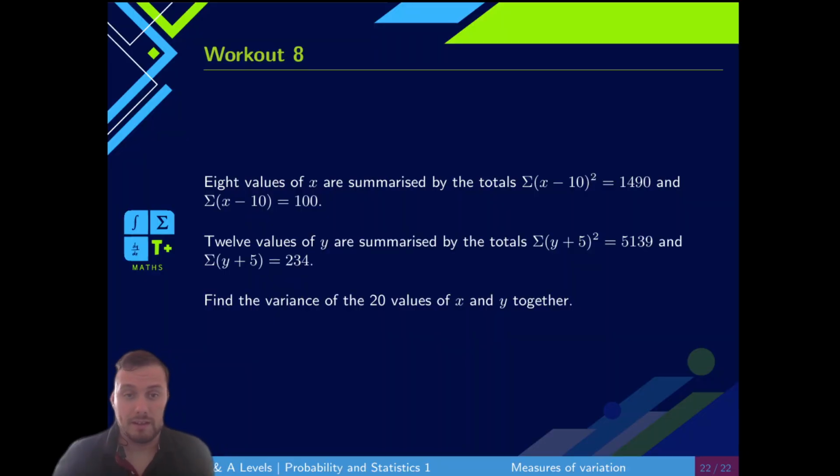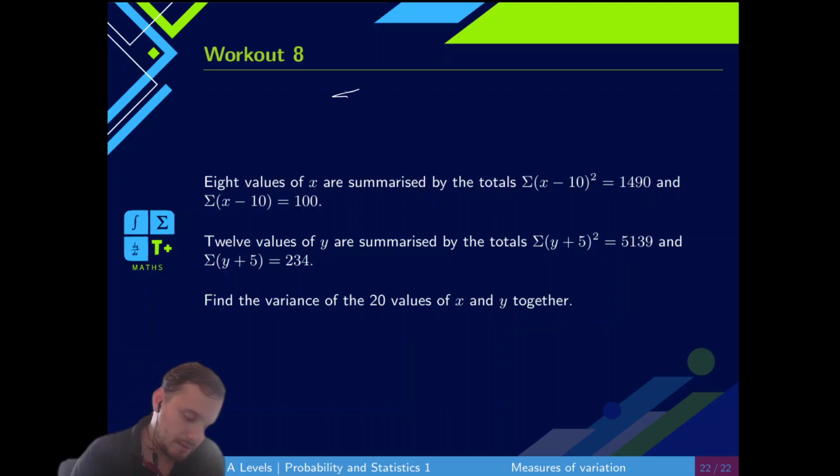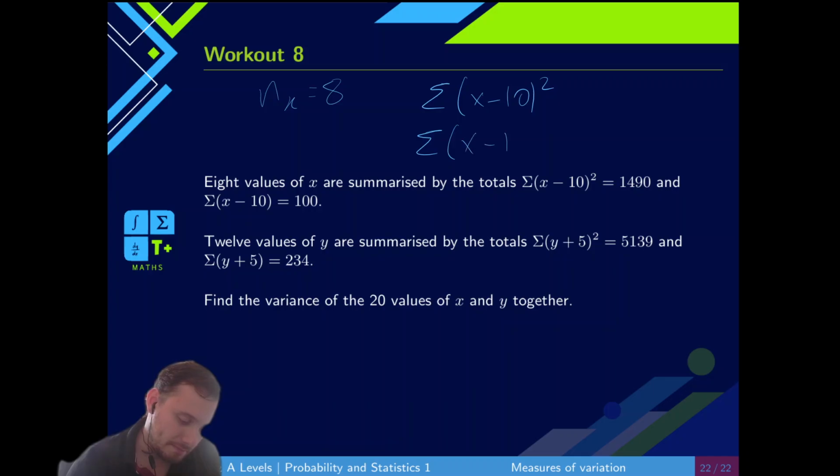It's going to be the last thing I'm going to be doing for you in this video. So we're going to have that we have 8 values on x, so I'm going to start writing down that n of x is equal to 8, and we have the sum of x minus 10 squared and the sum of x minus 10.